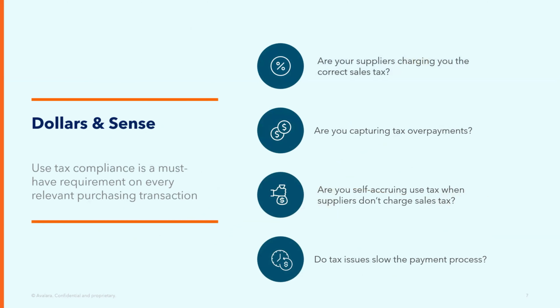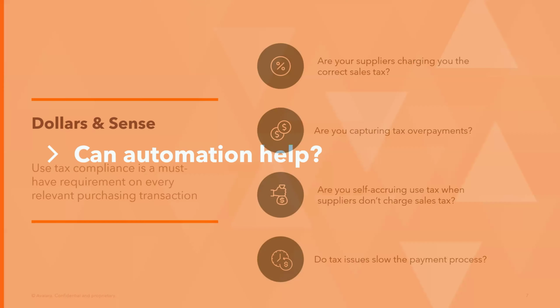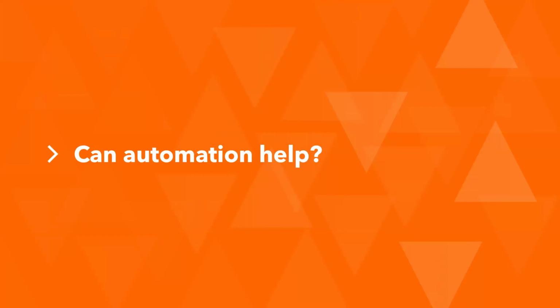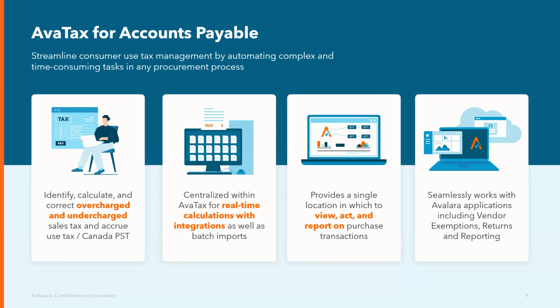So we're looking through to make sure: are those suppliers charging the correct amount of sales tax? Are we calculating any overpayments, and capturing those components? Maybe we need to go back to those vendors and figure out why they're charging so much. Are you self-accruing when vendors aren't charging you sales tax? Are these things slowing down your payment process? There are a lot of ways to automate these things behind the scenes.